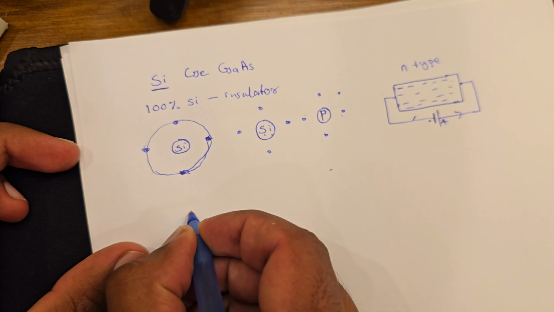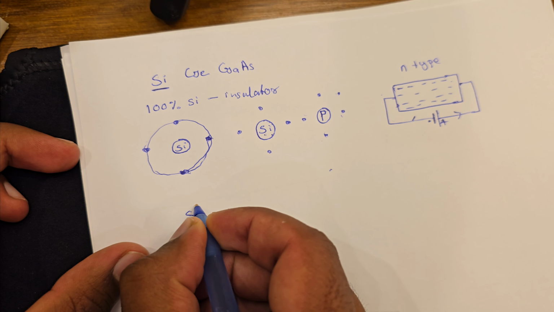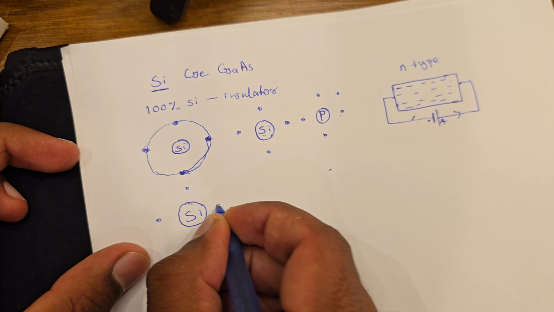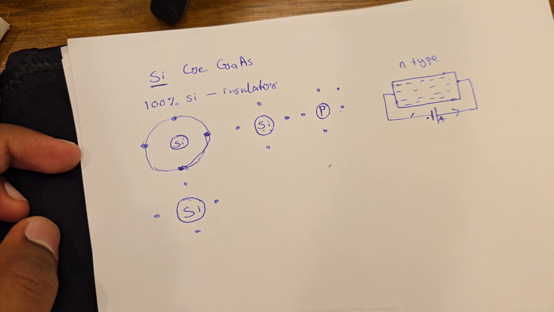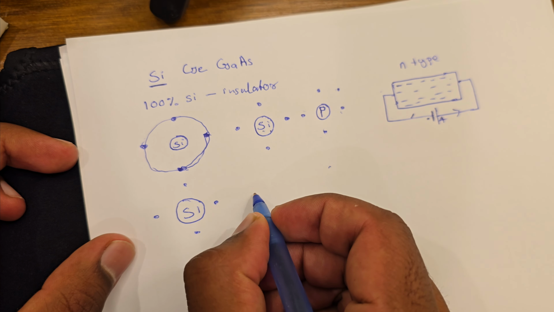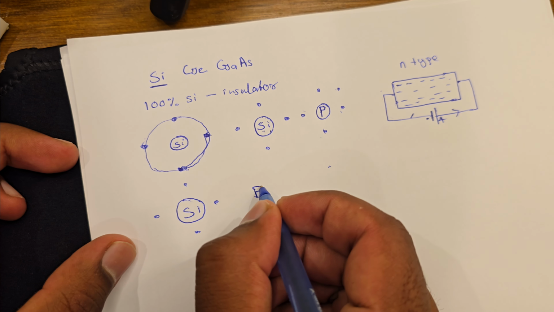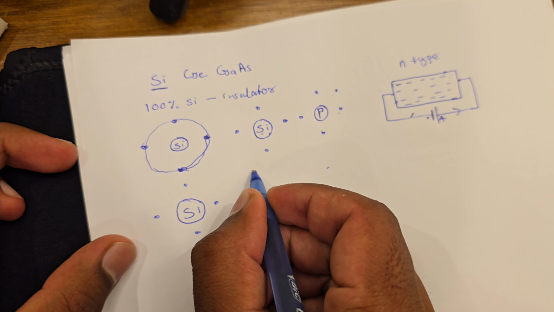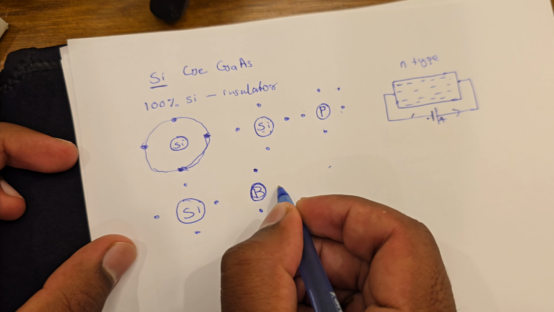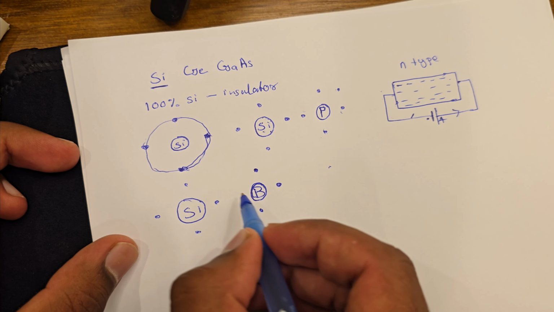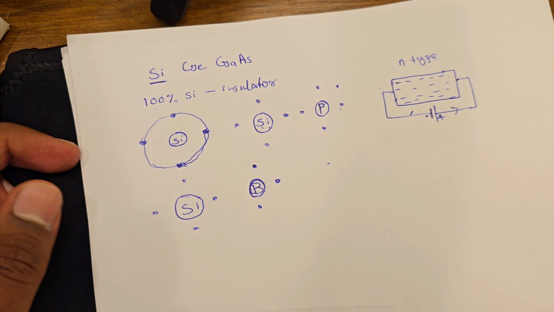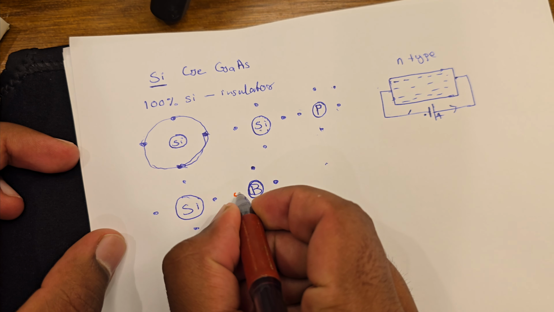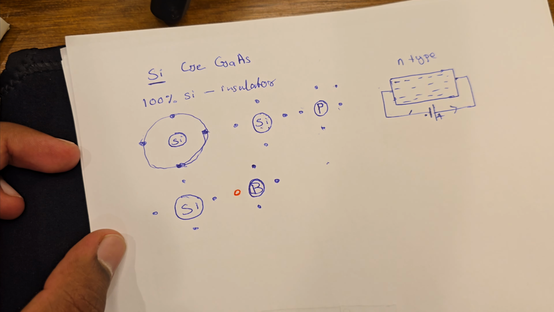Actually, yes. So this is our silicon nucleus. It has 4 electrons in the outer shell, and we are adding an impurity like boron. Boron actually only has 3 electrons. It doesn't have a 4th electron. So that space is left vacant. There's a vacancy of an electron.